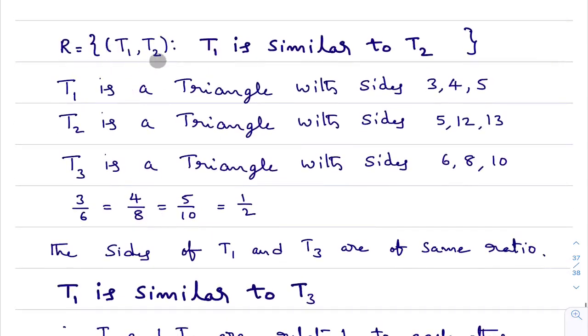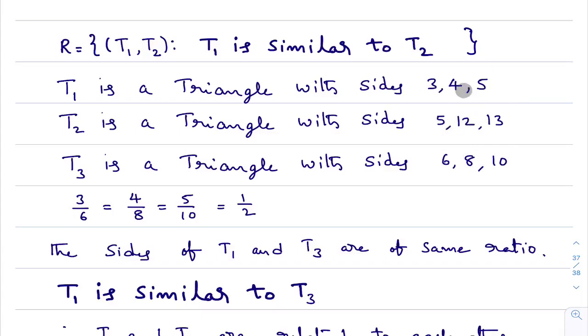The relation is like this: (T1, T2) are related to each other when T1 is similar to T2. This information is given in the question: T1 is a triangle with sides 3, 4, 5. T2 is a triangle with sides 5, 12, 13. T3 is a triangle with sides 6, 8, 10. You observe the sides of the first, second and third triangles. Which of them are proportional, you identify.